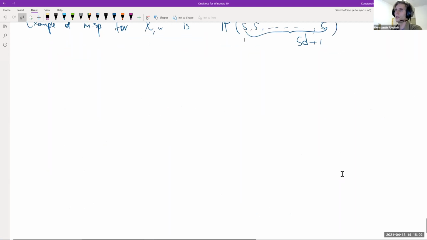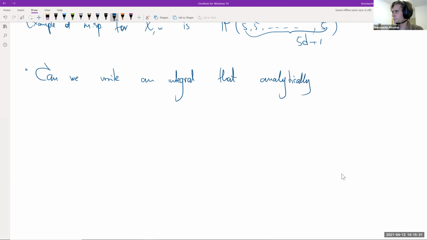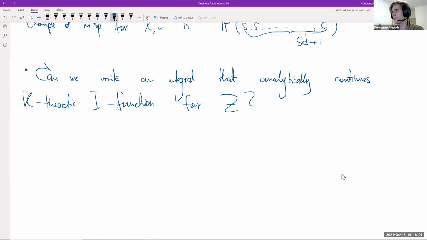So instead of writing I functions, I'll write it in the way I approached this story. Can we write an integral that gives the analytic continuation corresponding to some well-known objects, the K-theoretic I function for the quintic threefold?